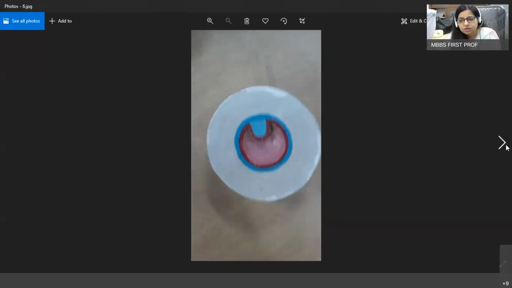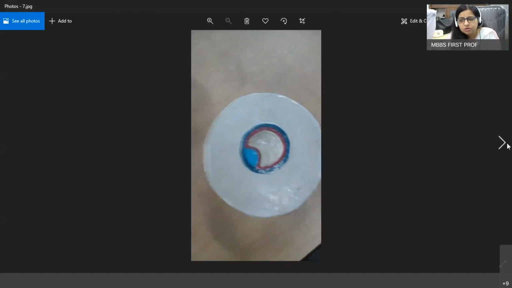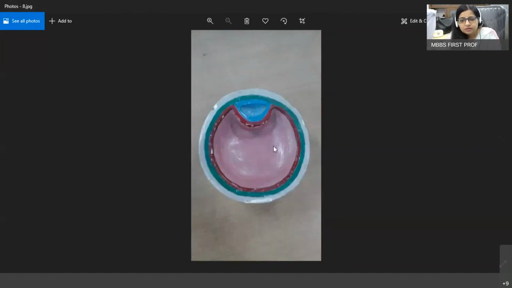This is a similar one. Another model over here again. See the blastocyst, and here this is the inner cell mass. Again it has formed a cavity. That cavity has been named as amniotic cavity. And when a later stage comes, this blastocyst turns itself into the primary yolk sac.